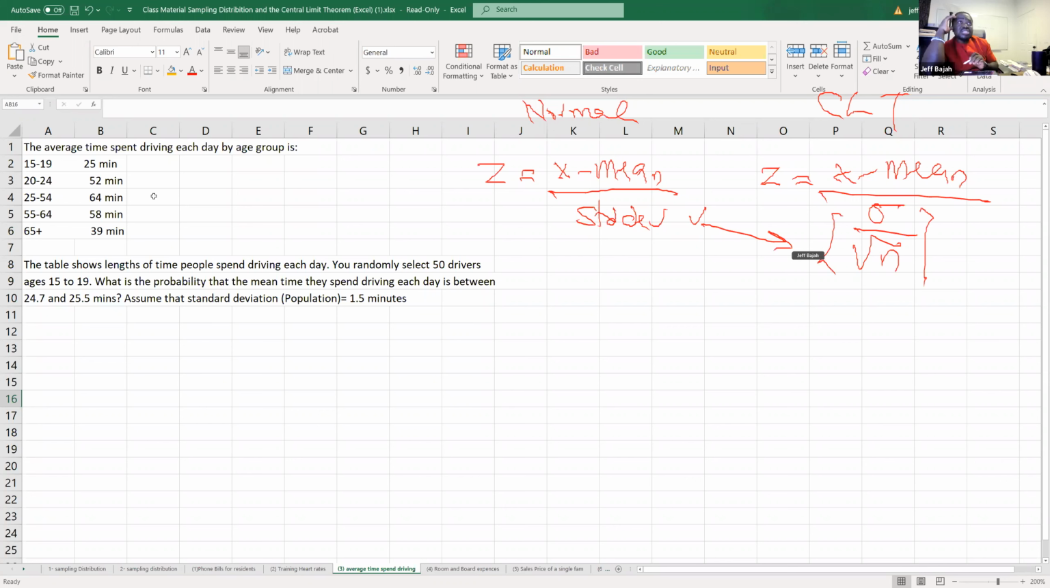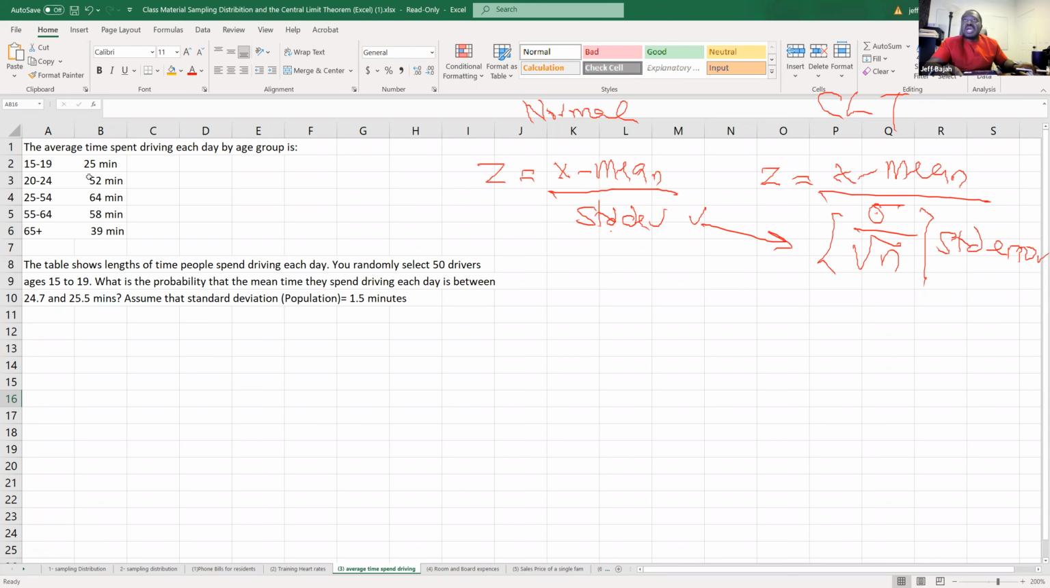So that's the only difference between those two values, and when you're solving questions, that's the key difference. For all of them, it's going to be X minus mean, but for normal, it's divided by standard deviation. For CLT, it's standard deviation over the square root of n, which is also known as the standard error. That's the key difference between the two of them.